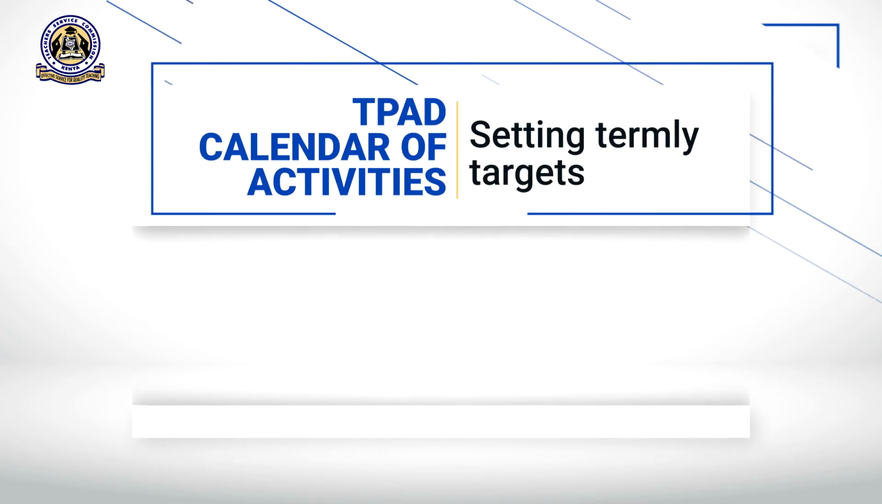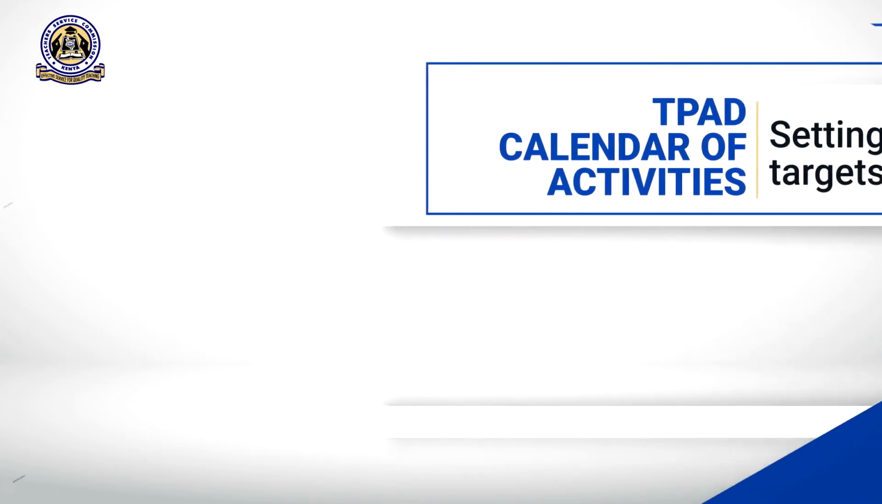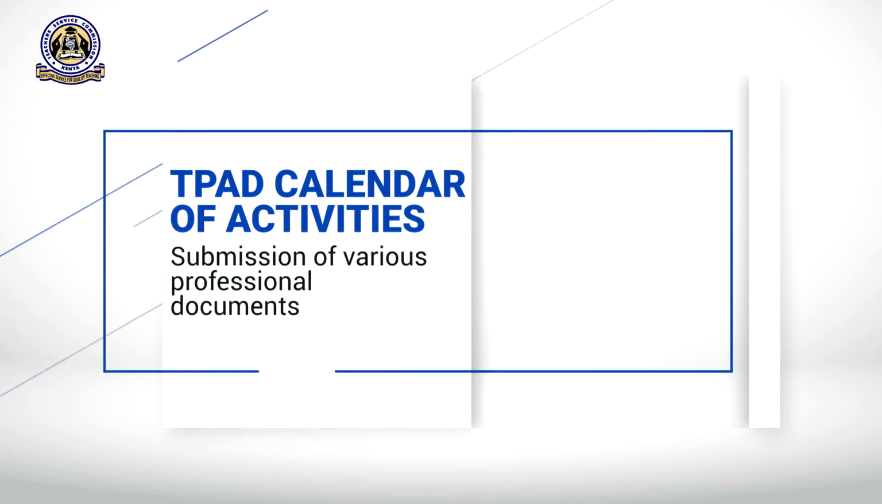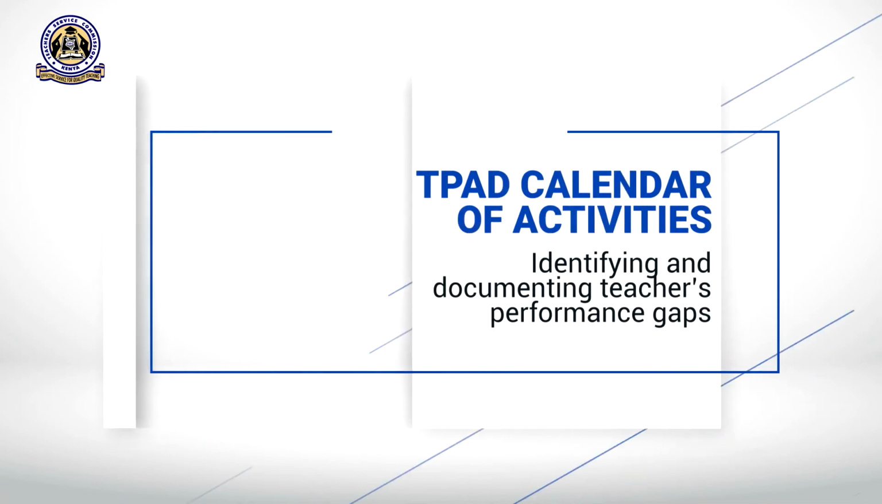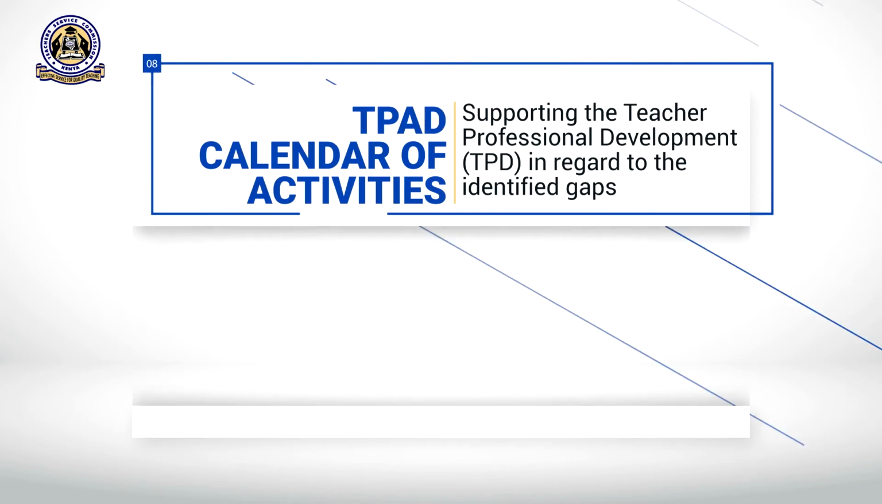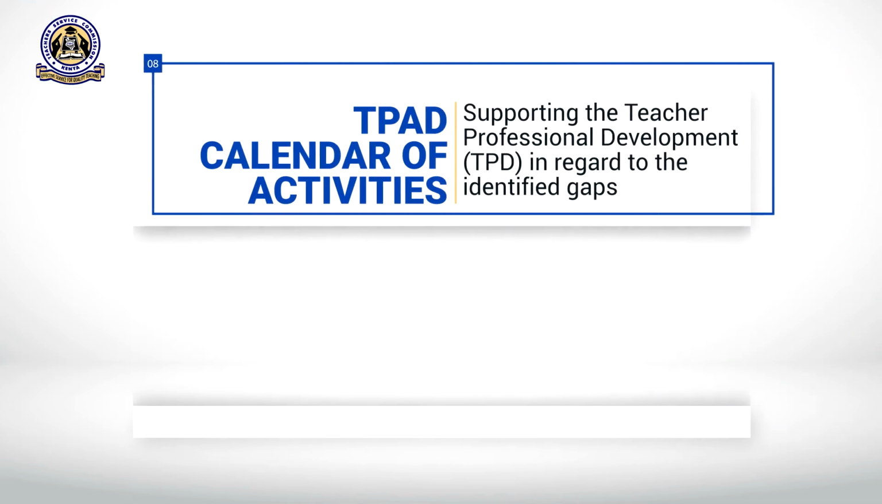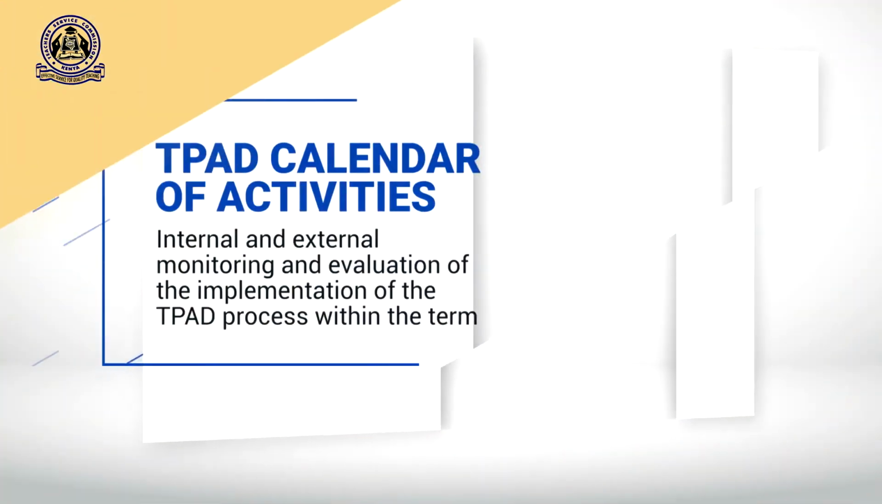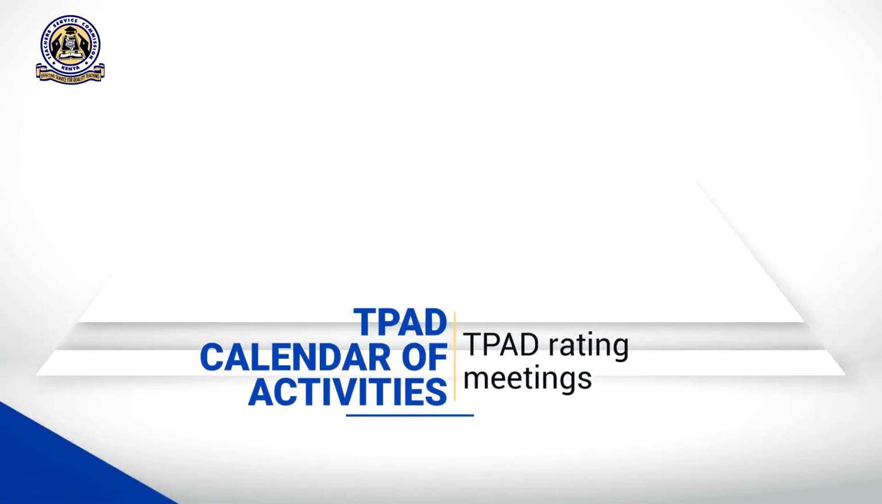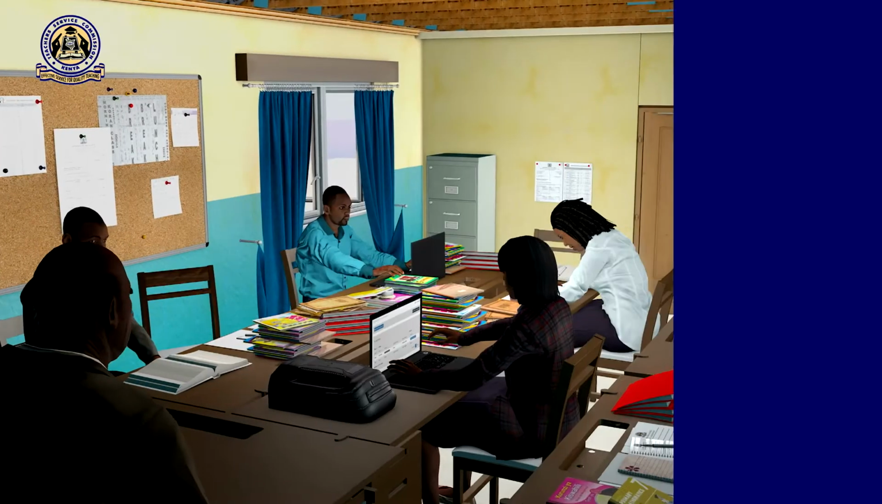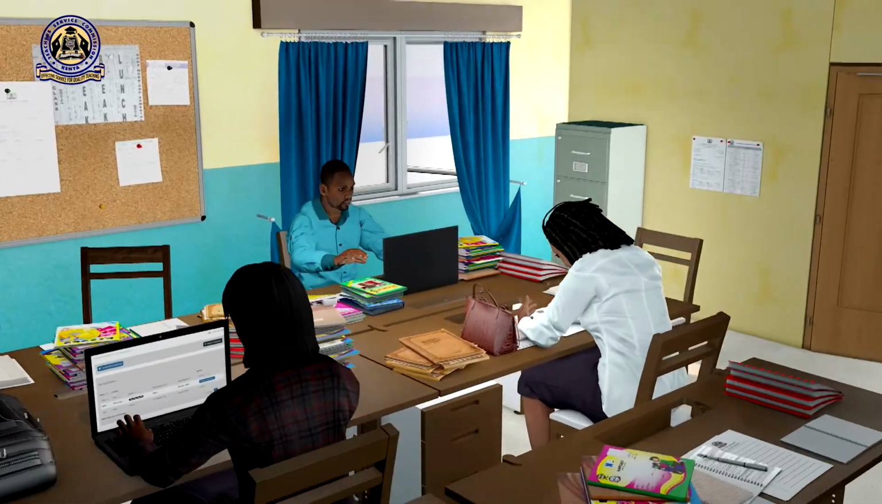The TPAD Calendar of Activities includes the following: setting termly targets, submission of various professional documents, undertaking lesson observations, identifying and documenting teachers' performance gaps, supporting the teacher professional development (TPD) in regards to the identified gaps, internal and external monitoring and evaluation of the implementation of the TPAD process within the term, and finally TPAD rating meetings. The head of institution will be required to share the TPAD Calendar of Activities with all the teaching staff.